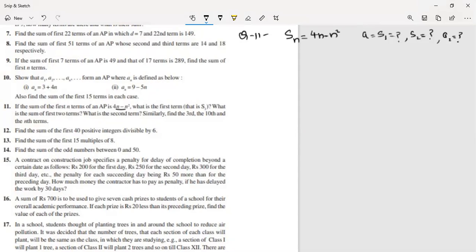And similarly find the third, 10th and nth term also.